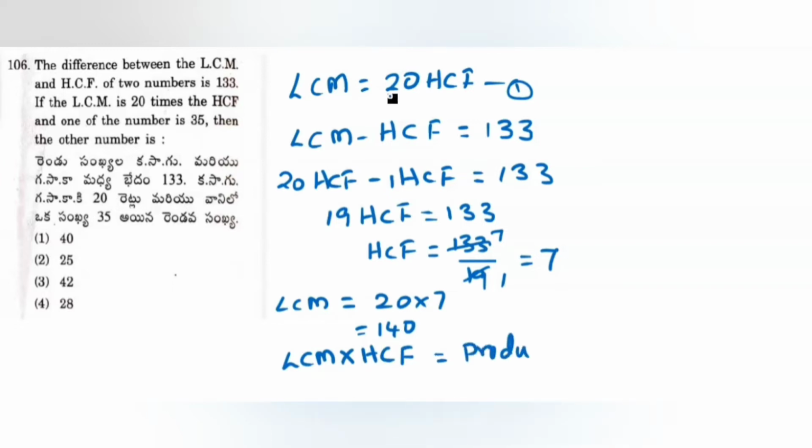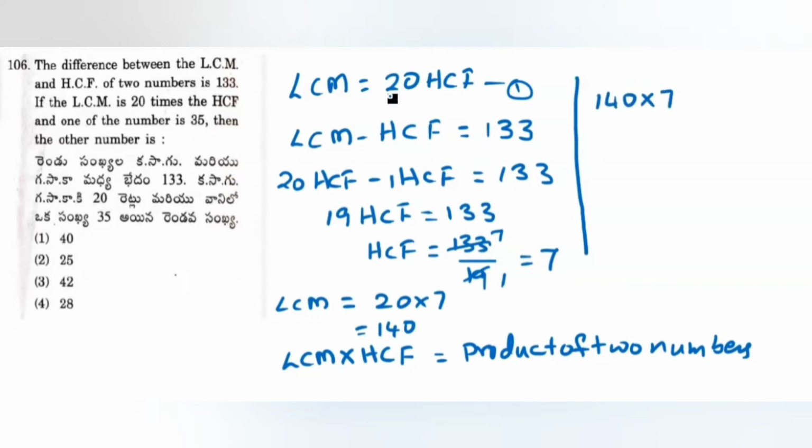We know this relation, product of two numbers. So one of the numbers is 35. So let us write LCM into HCF, LCM 140 multiplied by HCF 7 is equal to product of two numbers. One of the numbers we know, 35. Let us think of the other number as x. Now we are going to find x. So coming to 140 into 7 by 35. Bring that 35 to the left side. You will get by 35 is equal to x here.